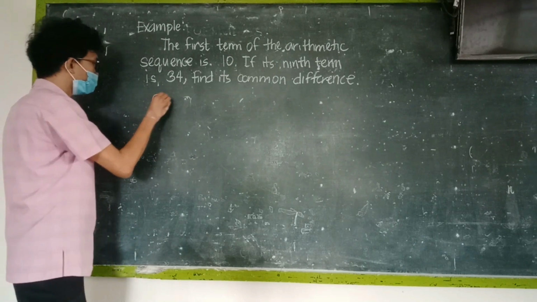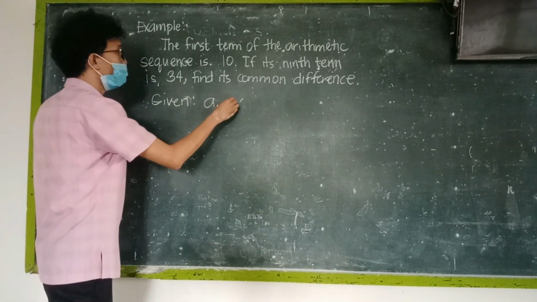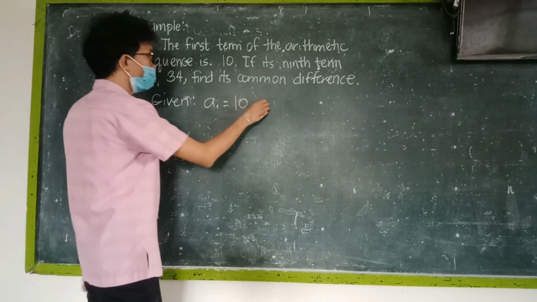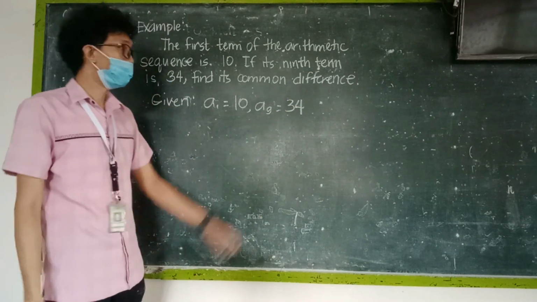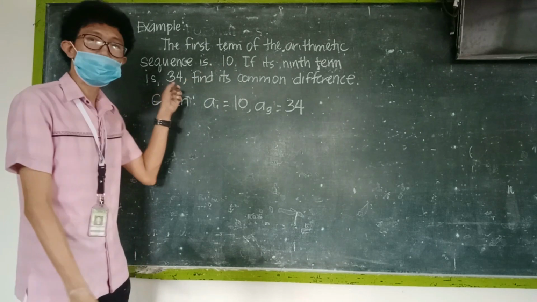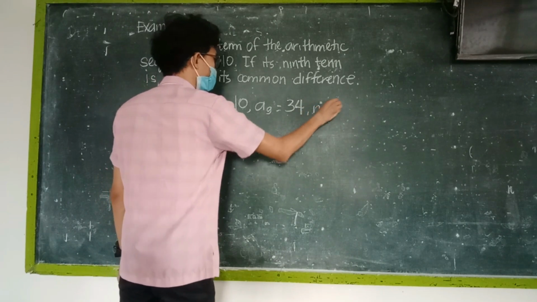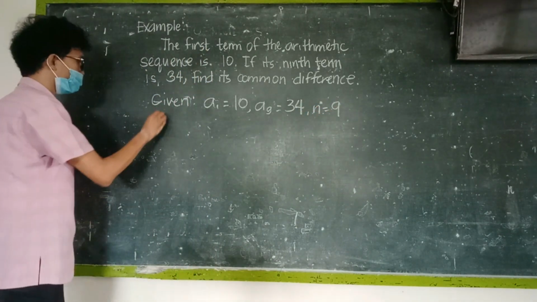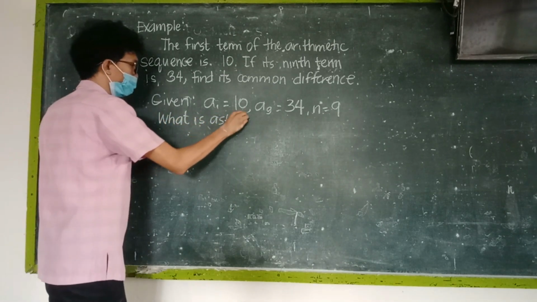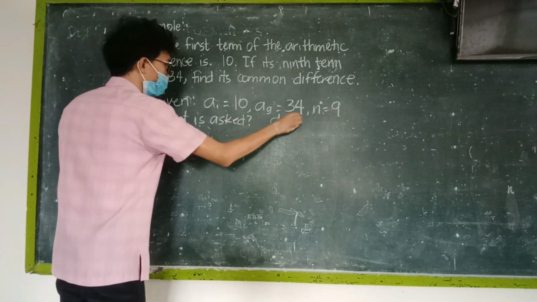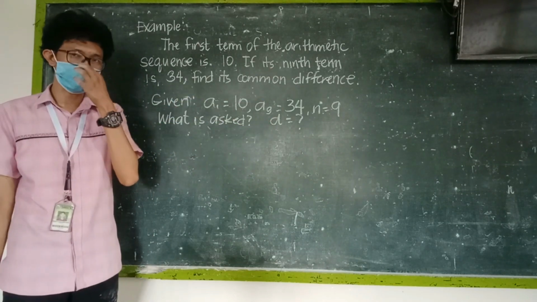So, meron tayong given dito. Ang given natin, A sub 1 is equal to 10. A sub 9 is equal to 34. Bakit A sub 9? Kasi, given naman na ang 9th term natin is 34. So, since A sub 9 is 34, ang number of terms given is 9. Anong hinahanap natin? What is being asked in this problem is D, which is missing. So, ang hinahanap natin dito yung common difference, which is D.